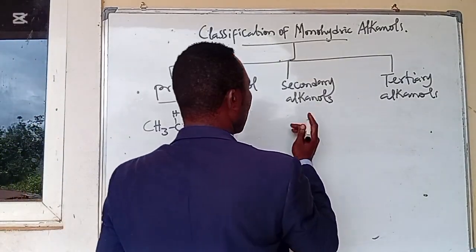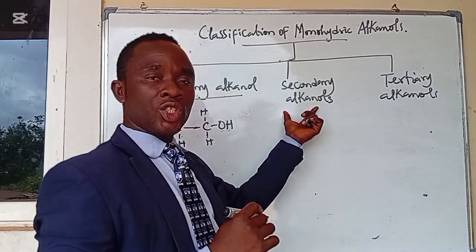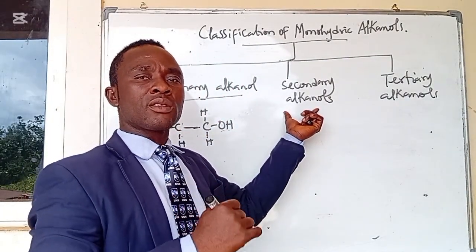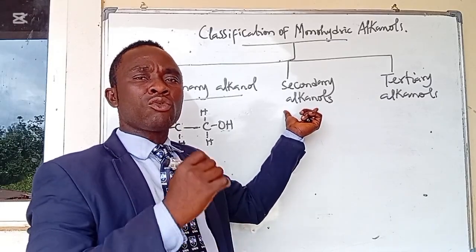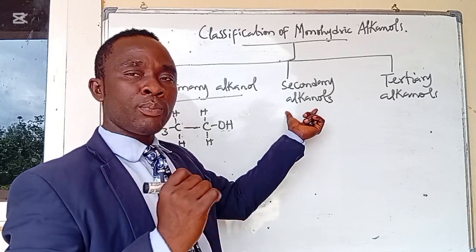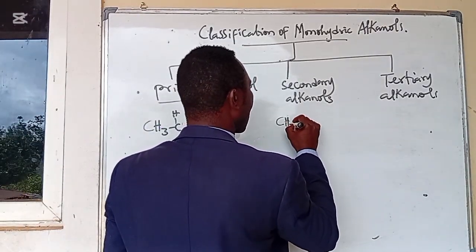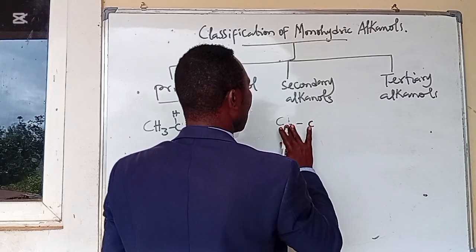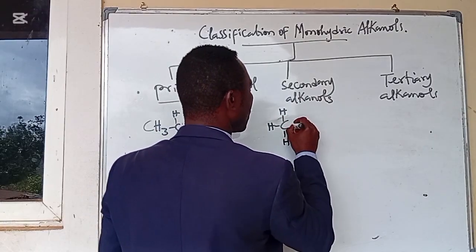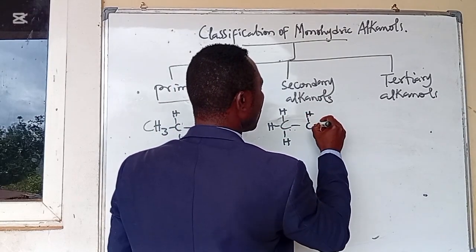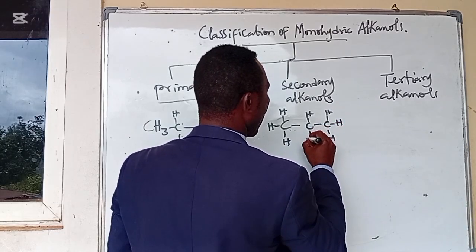Now for secondary alkanols, you have the OH group, that is the hydroxy group, bonded to a secondary carbon. A secondary carbon atom is a carbon atom that is bonded to two other carbon atoms. So when we have CH3, then we have C. Okay, let me take the graphical. So you have CH3, then C with H, then CH3, and here we have OH.